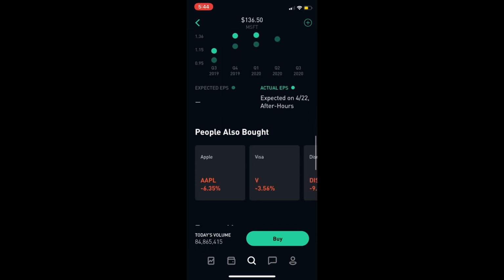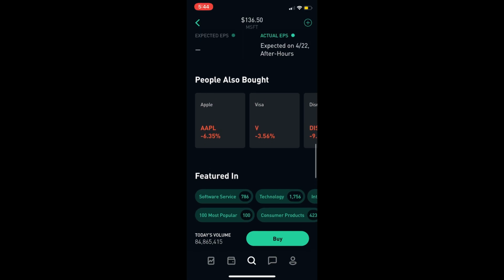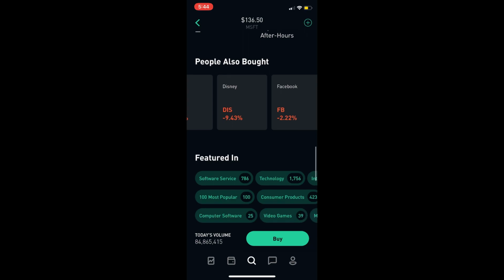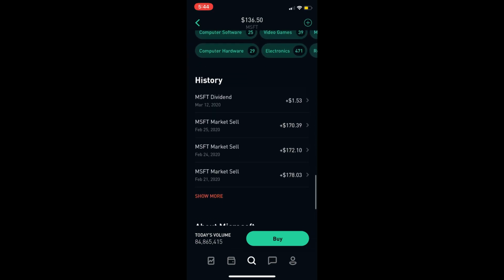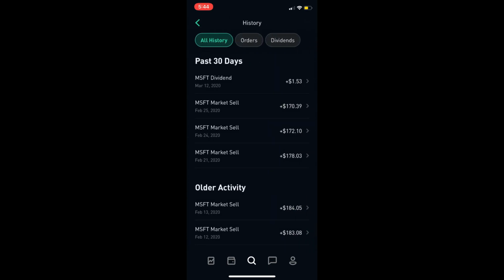And then if you scroll down, you can see stocks that other people have bought. So Apple, Visa, Disney, very popular stocks to own. And then if you scroll down even more, if you've owned the stock previously, it'll give you a history of it. I sold out of all my shares about a month ago. The last stock that I sold was for the price of $170.79.